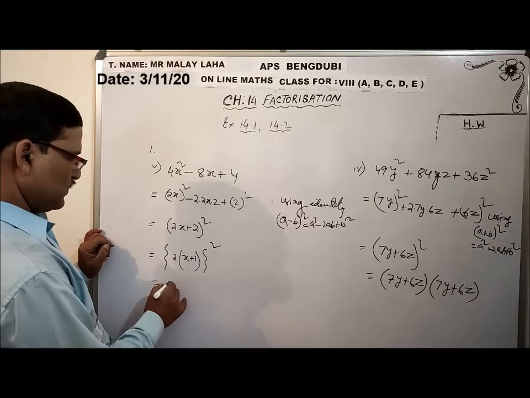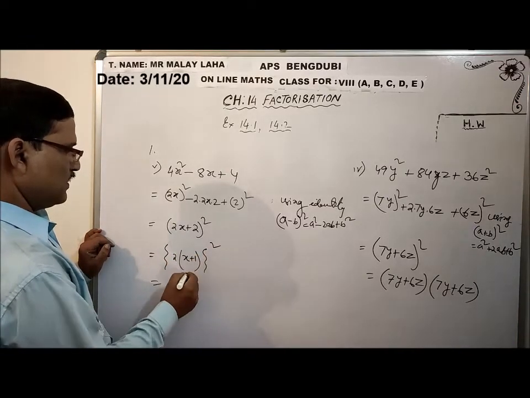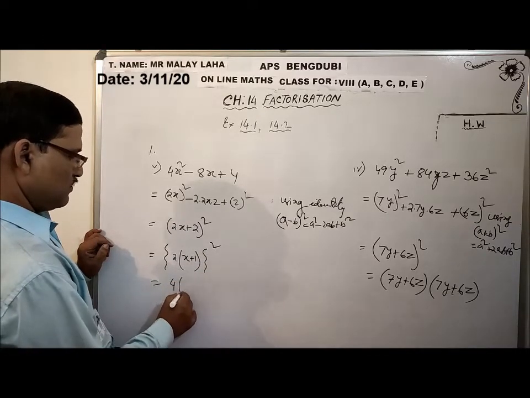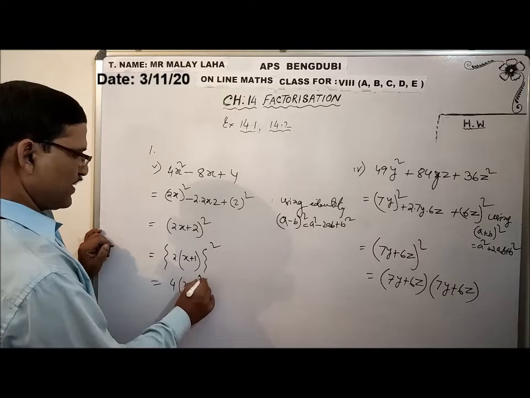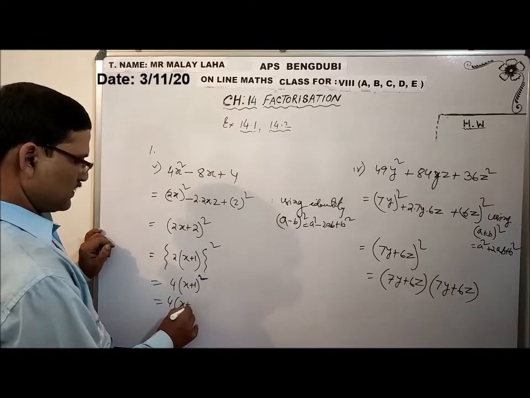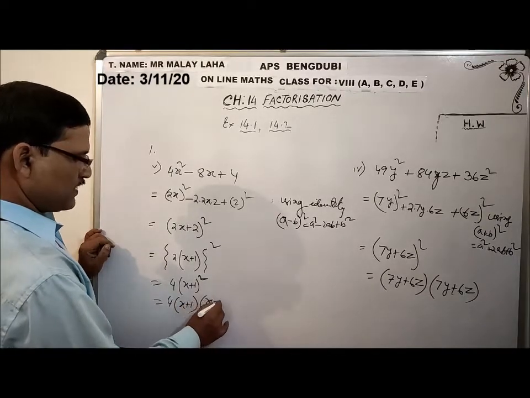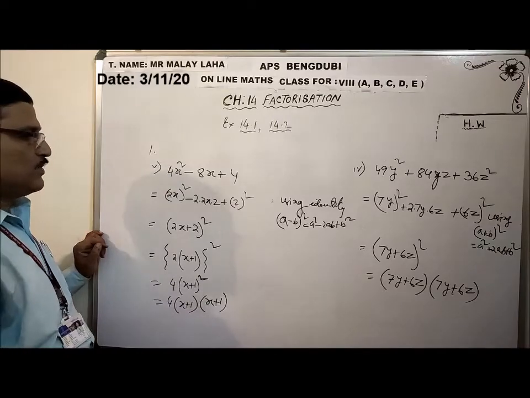Simplify it. So it is 4. Square is for this, square is for this. 4 is common into x plus 1 whole square. Very important. Then 4 into x plus 1, x plus 1. In this question, there is a chance of mistake.